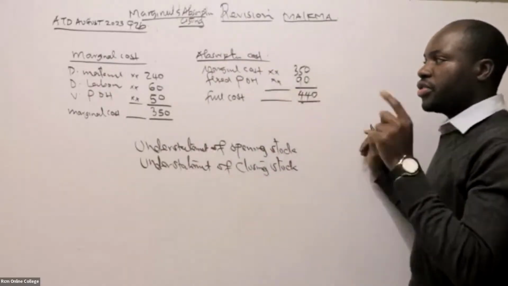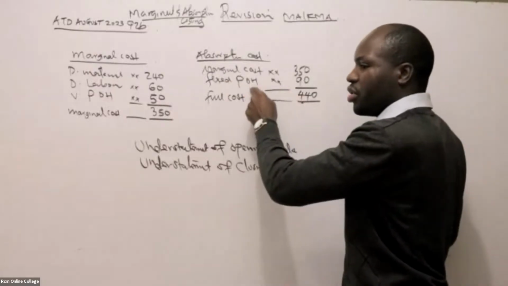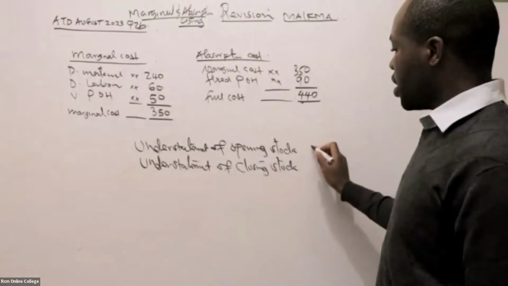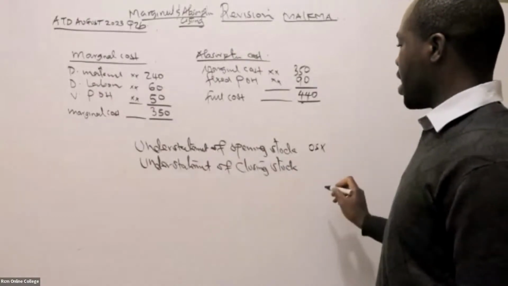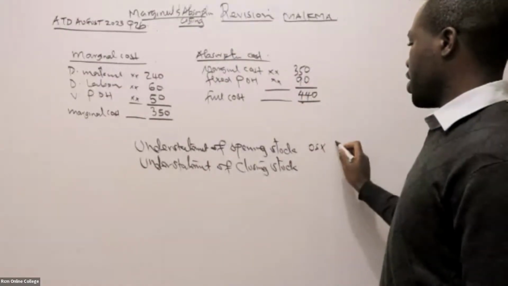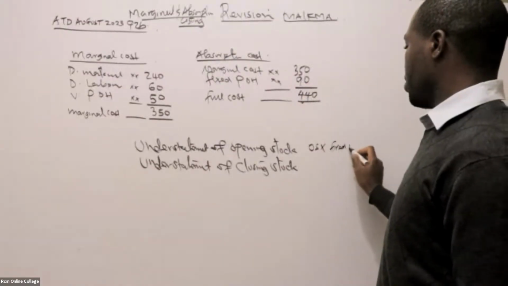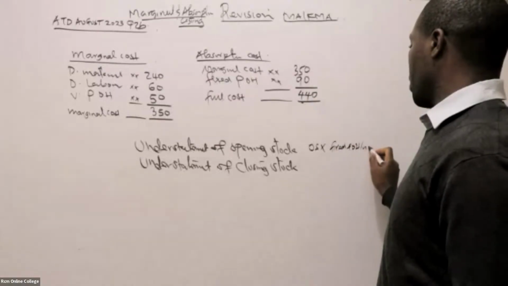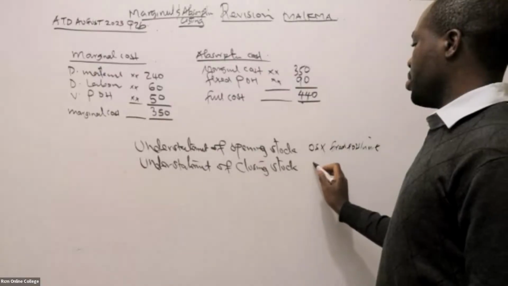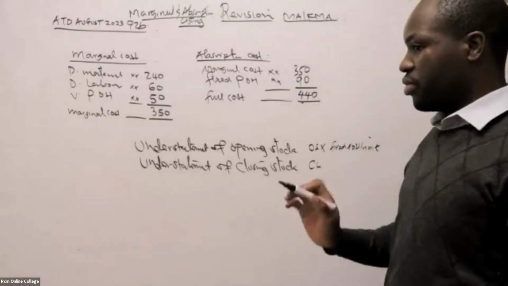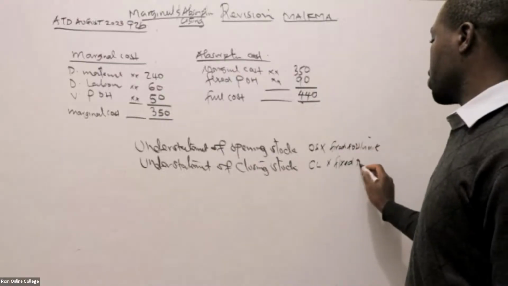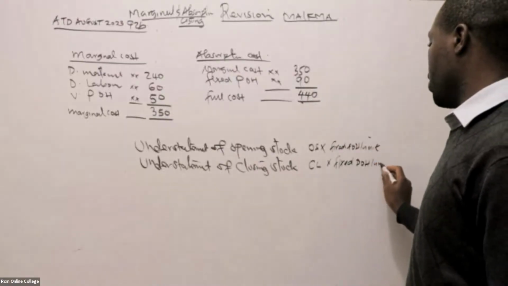The difference is actually caused by the fixed production overheads. So our understatement of opening stock will be the opening stock multiplied by the fixed production overhead per unit, right? The understatement of closing stock will be closing stock in terms of quantity multiplied by the fixed production overhead per unit.